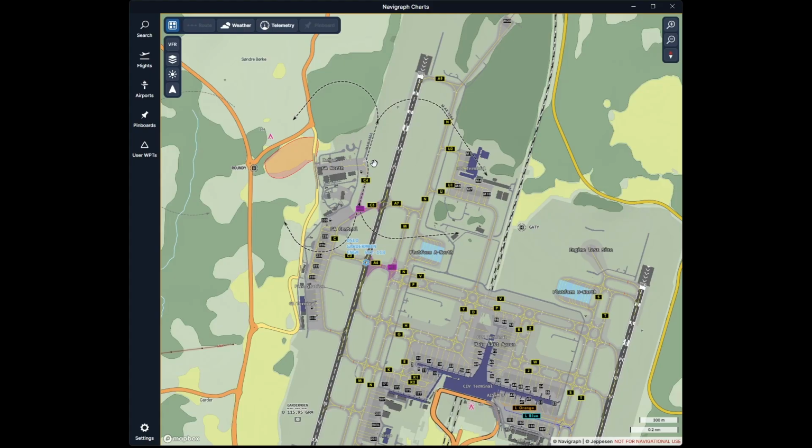If you have a Navigraph subscription, you can also find this information in the Navigraph charts in the VFR section, with the TLOF depicted here, and the FATO 19 and FATO 01 with the helicopter routes and the waypoints Roundy and Gathi depicted in the charts.